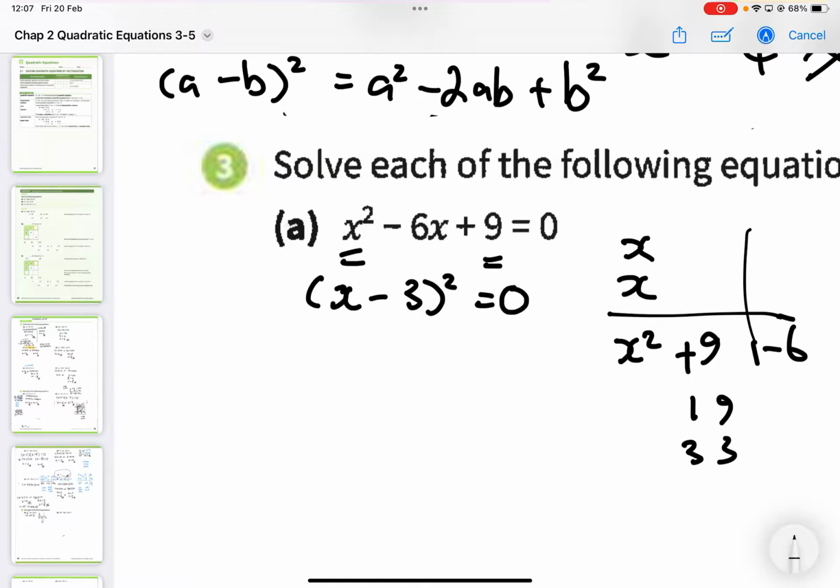Okay? Then from here I know that 9 is not possible. 9 and 1 cannot make 6. So it must be 3 times 3.